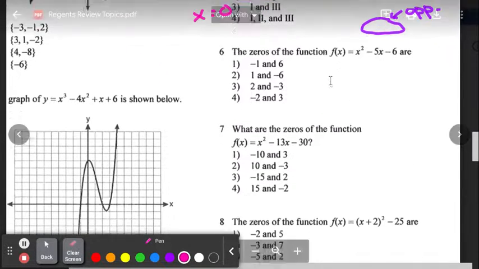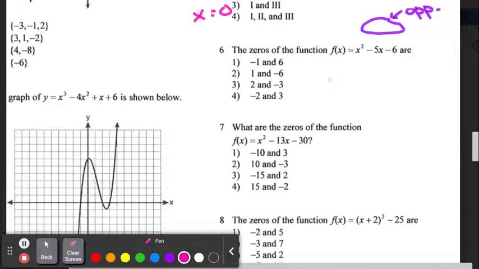Now these, you're going to need your graphing calculator for, which I don't have on this computer. But I know you guys have been practicing graphing calculator all year, so it shouldn't be too terrible. They're asking for zeros. So you're going to put this into y equals, type x squared minus 5x minus 6, and then you're going to see where the graph crosses the x-axis.